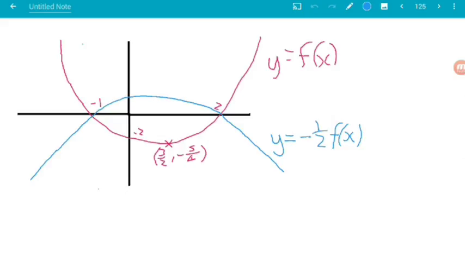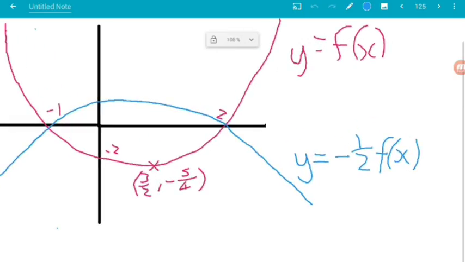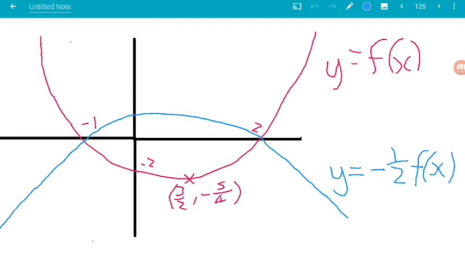Okay, so this time f of x is the same function. So again, we've got x-intercepts at minus 1, positive 2, our y-intercept at minus 2, and our minimum at 3 halves, minus 5 quarters. So, this time we are transforming to minus 1 half f of x. So that's going to do two things. It's going to reflect our function in the x-axis, and it's going to multiply the y-coordinates by 1/2, or if we do it all in one go, the y-coordinates get multiplied by -1/2.